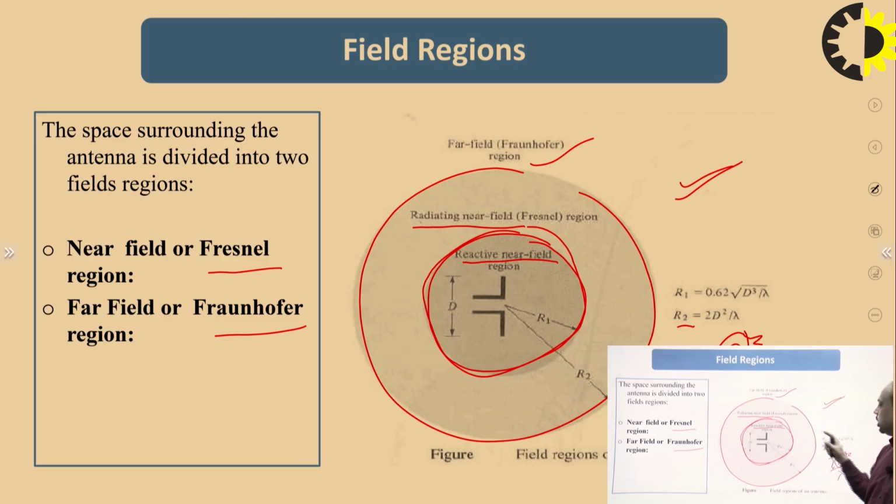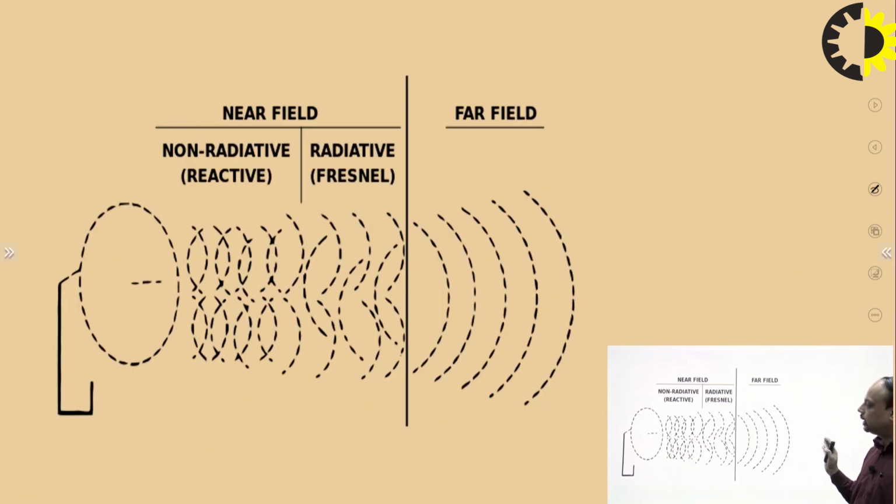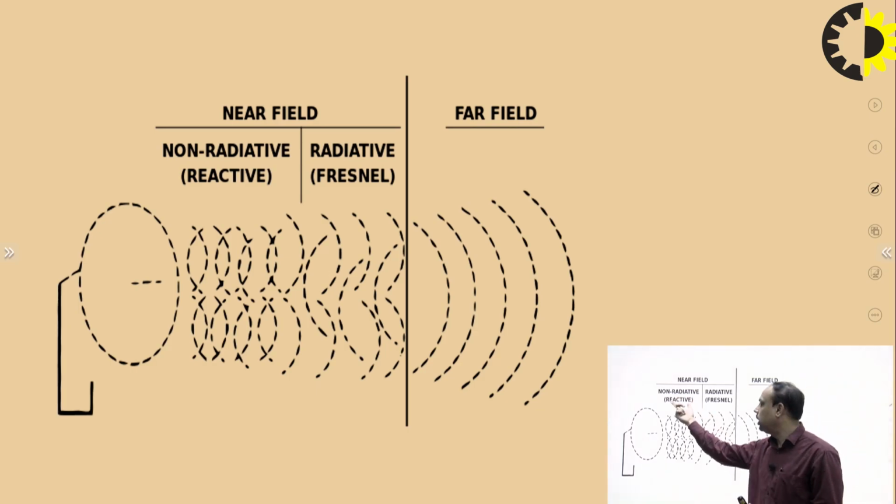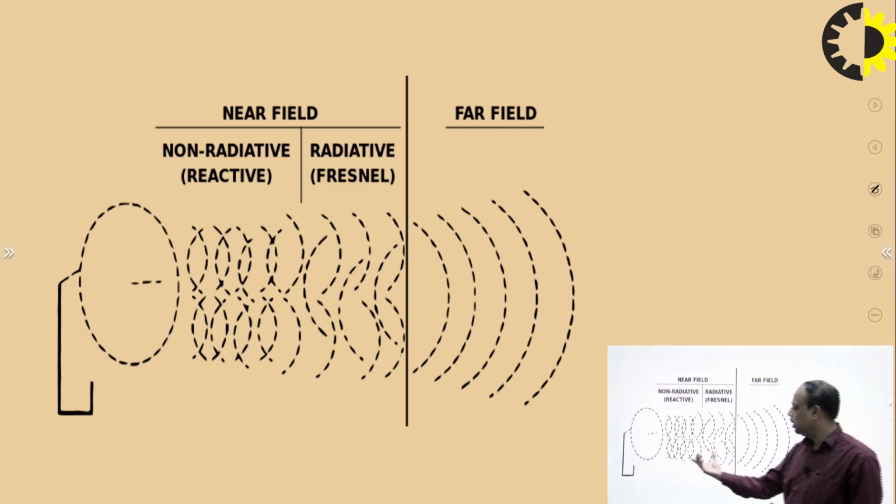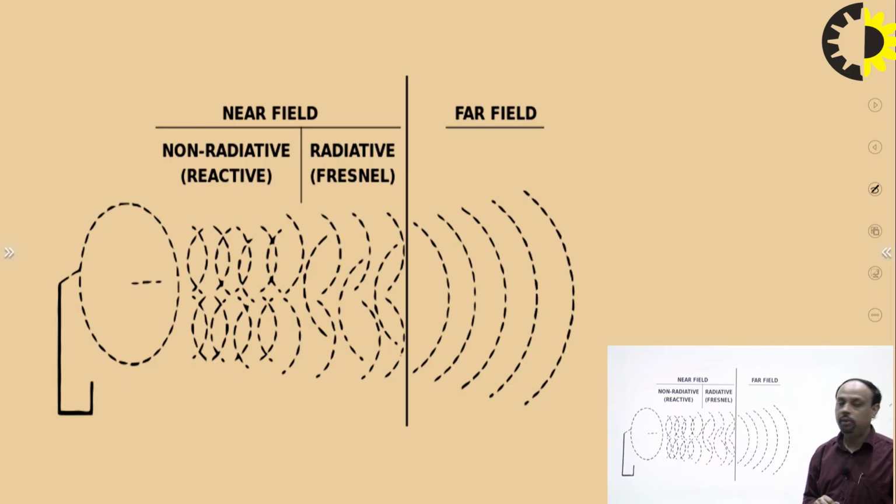So these three fields are represented by antenna field regions, and R1 is also calculated with the help of the formula 0.62 under root of d cube by lambda. This is what the wave looks like in the non-radiative reactive region, in which the magnetic field dominates compared to the electric field. In the radiative near field, there is a large amount of radiation but less radiative field, and in the far field only the radiative field or circular wavefront is present, as we can see over here.